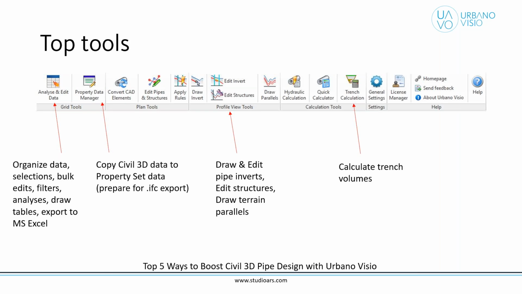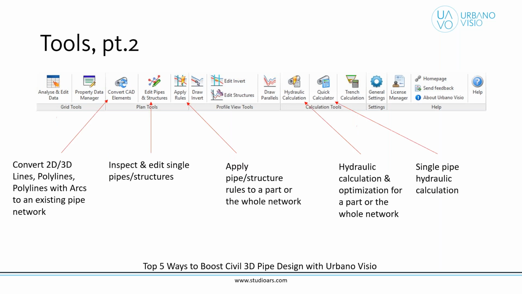Just a very quick, very brief presentation of the tools. There are in total 12 tools with, of course, many additional functions inside of the tools. But today we'll be focusing on the tools here. The tools to organize data, edit data, export to Excel, then some tool to manage property set data. Then we have a set of 4 tools for profile view editing, which I'll be showing, and also a simple trench volume calculation.